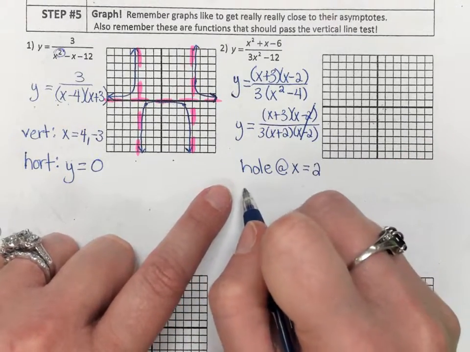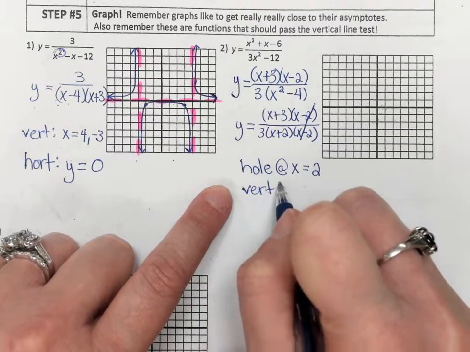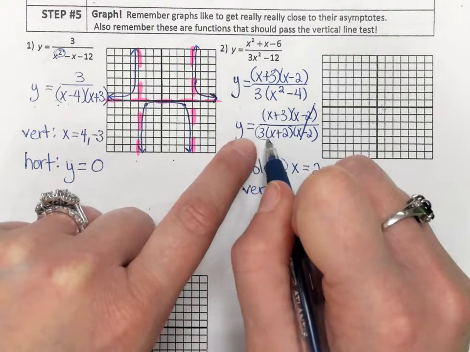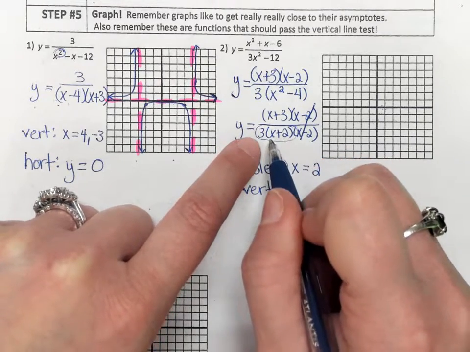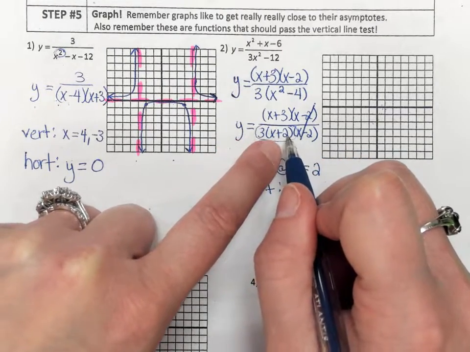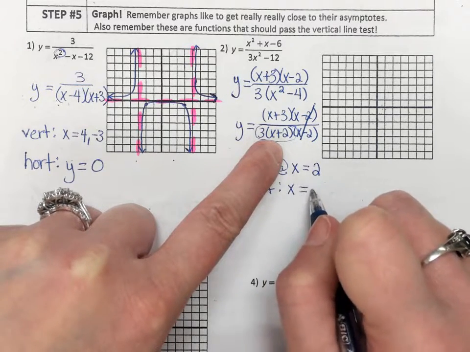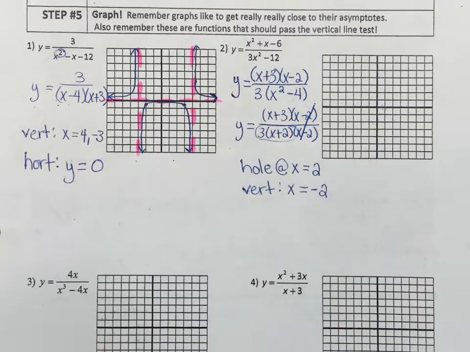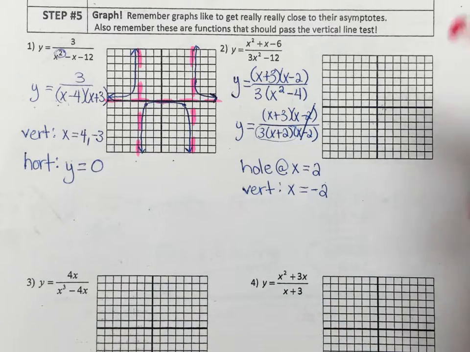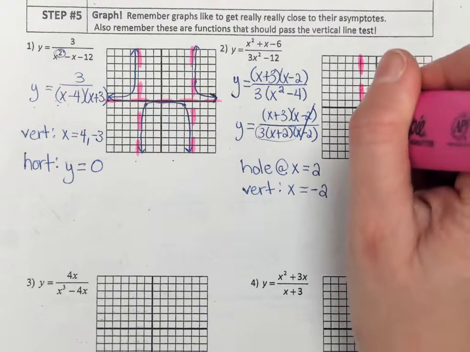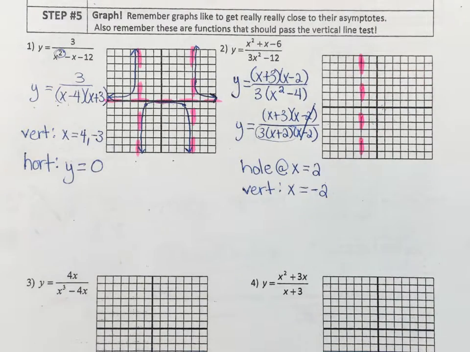All right, so then let's see. We have the vertical's easy. Vertical is where the bottom equals 0. So the only thing left on the bottom is 3, which can't ever be 0, and x plus 2. So where would my vertical asymptote be there? -2. There you go. So let's go ahead and draw that. Find x is -2, and let's do a vertical asymptote.